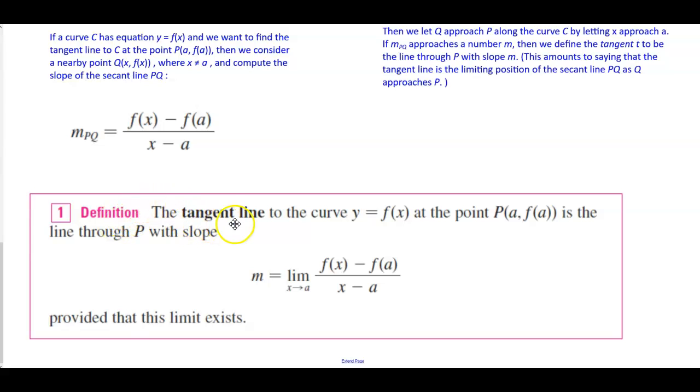The definition states that the tangent line to the curve y equals f of x at the point P(a, f of a) is the line through P with the following slope. The slope is equal to the limit as x approaches a of f of x minus f of a over x minus a, provided that this limit exists.